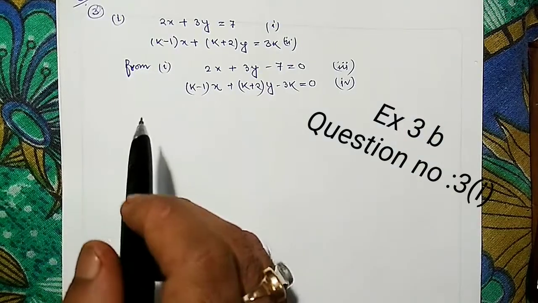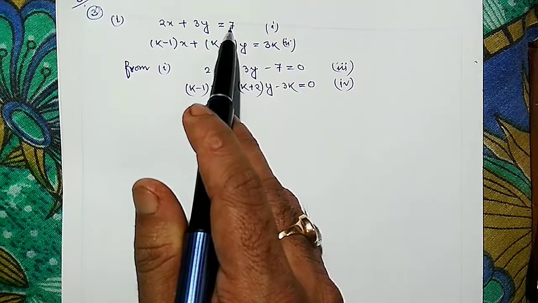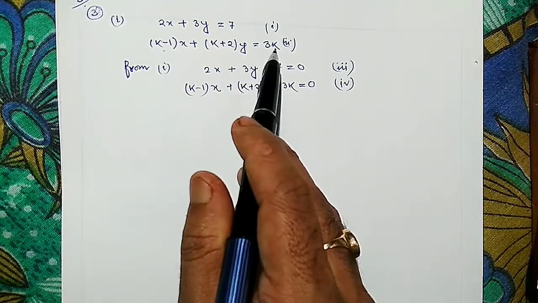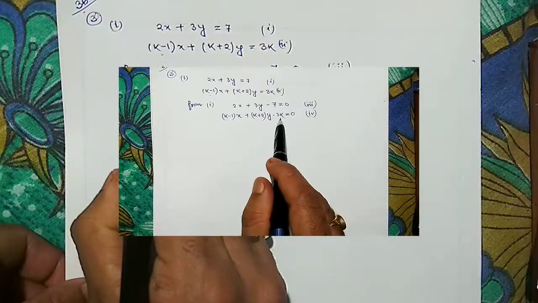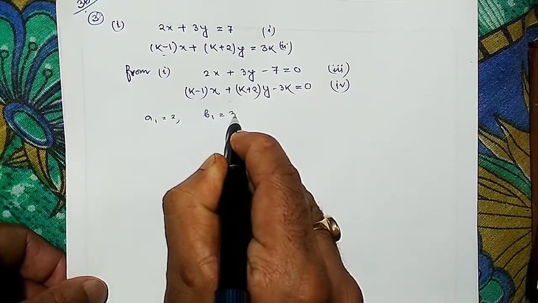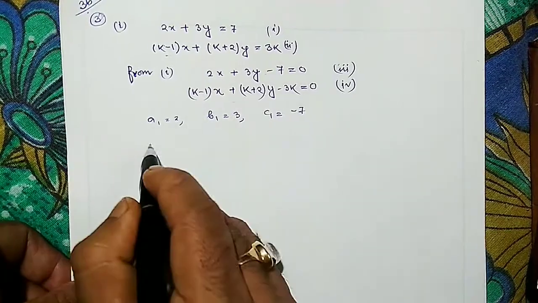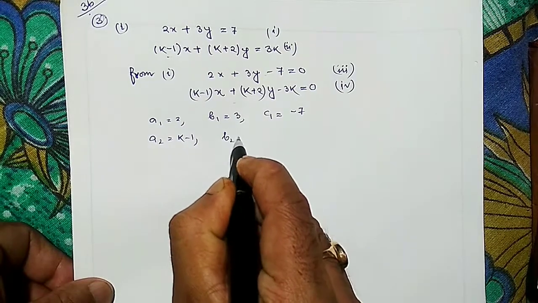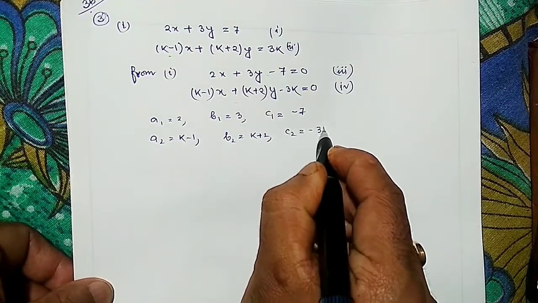Now here equations are 2x plus 3y equals 7. I have transferred this 7 to the other side. We got this equation. And here this 3k I have transferred to the other side. I got this. Let it be equation number 3 and 4. A1 will be 2. B1 equals 3. And C1 equals minus 7. And here A2 equals k minus 1. B2 equals k plus 2. And C2 equals minus 3k.